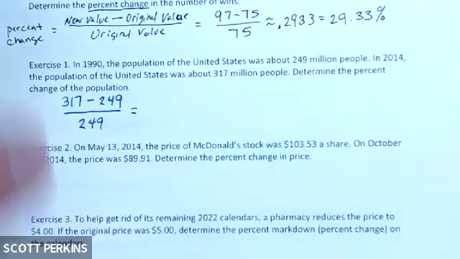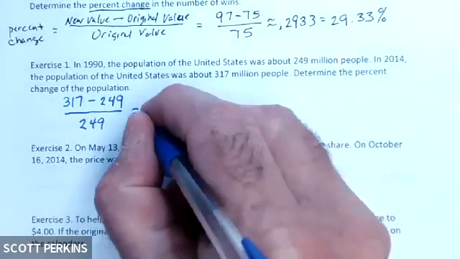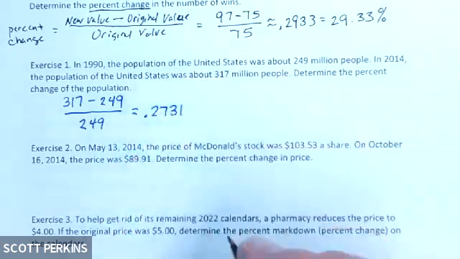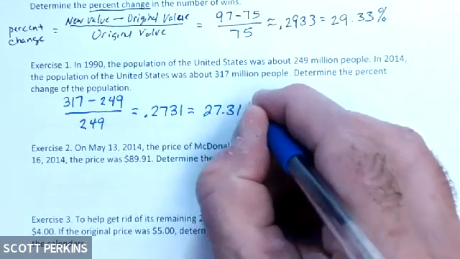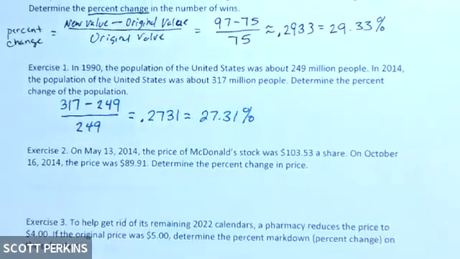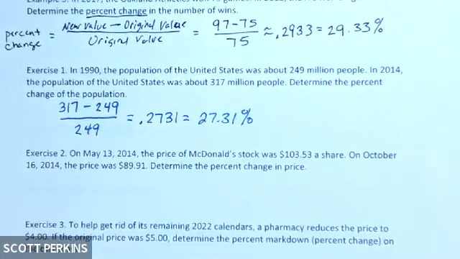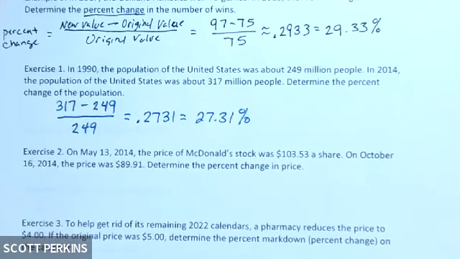I'm going to do this arithmetic. I'm going to round to the 4th decimal place. So check your numbers. Make sure we're all pushing the right buttons on our calculator. Rounded to the 4th decimal place, that's 0.2731. And when I make that into a percent, that is 27.31%.